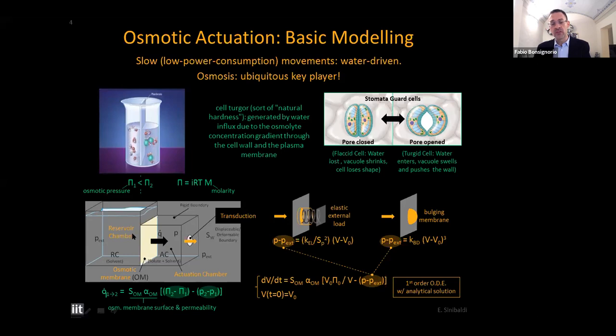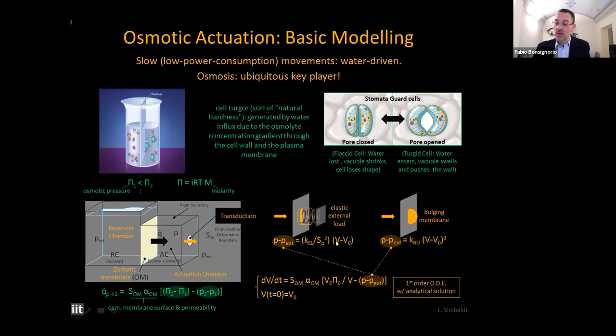You have a reservoir with water, you have the osmotic membrane here, and you have a tiny volume, the actuation chamber. And you allow for water transport that's driven by the difference in the osmotic pressure, which relates to the different concentration, and it's opposed by the difference in the hydrostatic pressure. And we allow a portion of the boundary to be displaceable or deformable to allow for interfacing with the external environment, for instance, by pushing an elastic load, like a linear spring, or bulging some kind of elastic membrane.